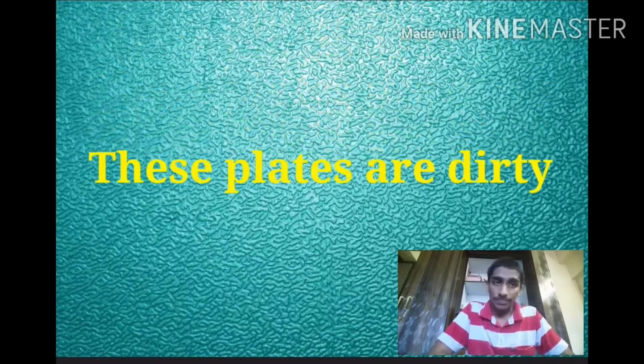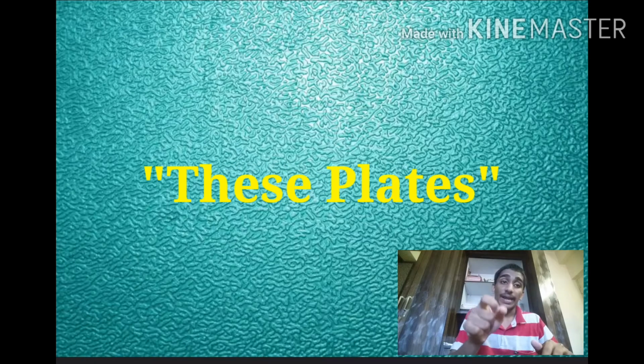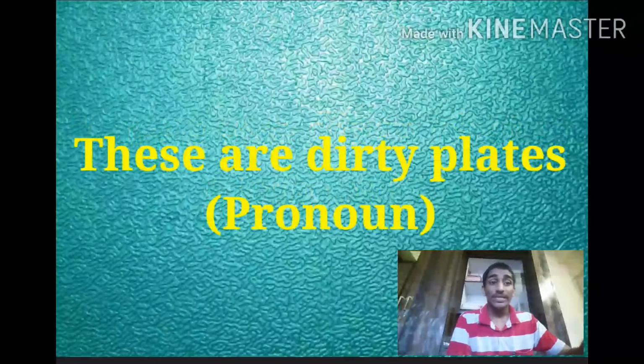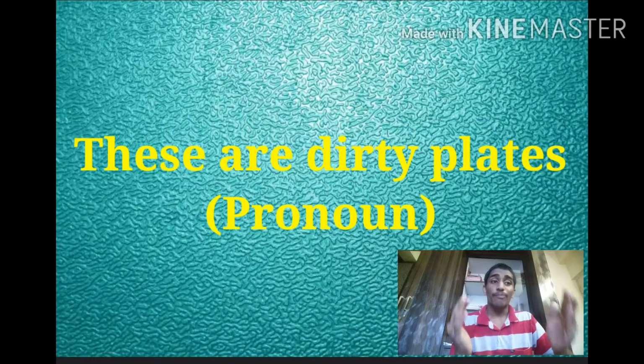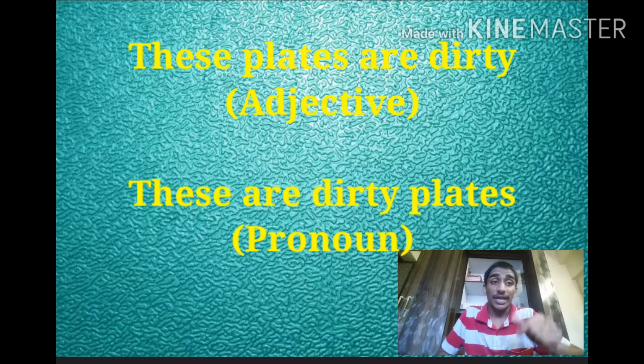These plates are dirty. Focus. What is the thing I'm pointing at? Plates, which comes directly next after the word used. If I say 'these are dirty plates', what is the difference between both sentences? The first sentence, 'these plates are dirty', becomes an adjective, whereas in the second, 'these are dirty plates', it becomes a pronoun. Do you understand the difference? Again and again I'm giving you the sentences on the screen.